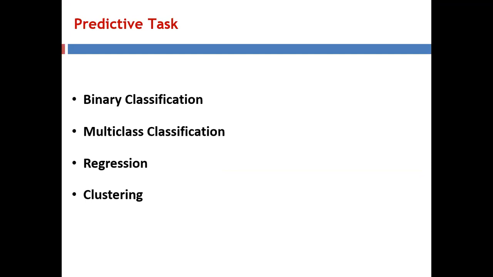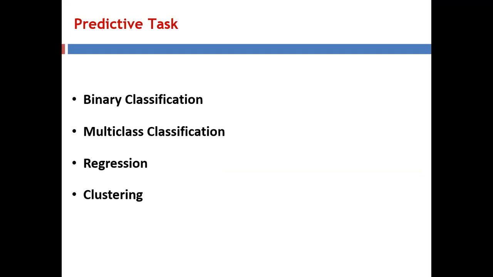The third predictive task is regression. Now remember, in the first two predictive tasks, that is binary classification and multi-class classification, the target variable or the output has a discrete value.